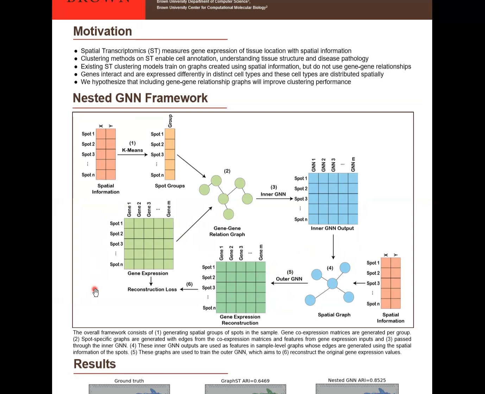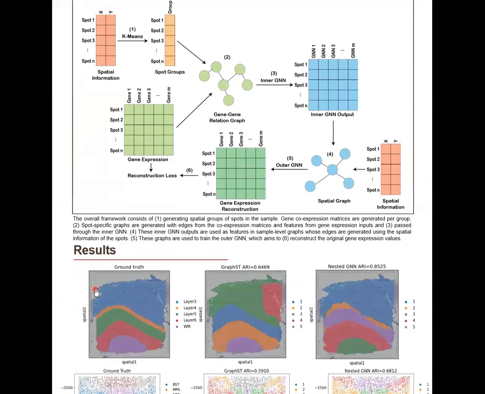Therefore, with our framework, we generate embeddings that contain the gene expression information, the spatial information, as well as the gene-gene relationships. And then we use these embeddings to perform clustering. So now that we know our framework, let us look at how well our model performs.